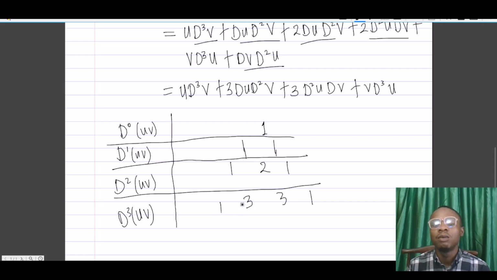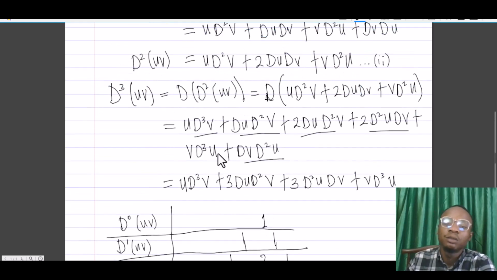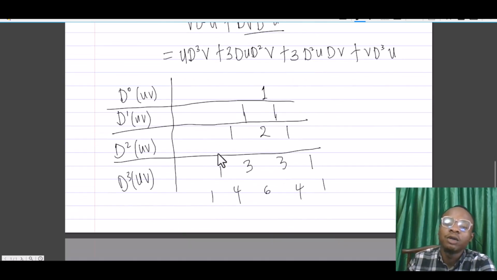If we add 1 plus 3, it will give us 4. 3 plus 3 will give us 6. 3 plus 1 will give us 4. Then we add 1 1 again. This is expected to be the coefficient of the subsequent term. Okay, and so we have a pattern to observe here, which is a Pascal's triangle, which is given by combination.